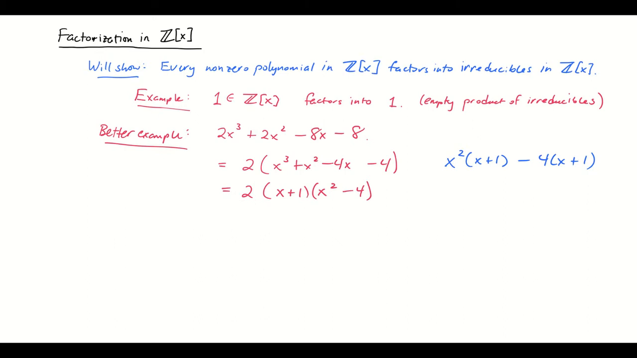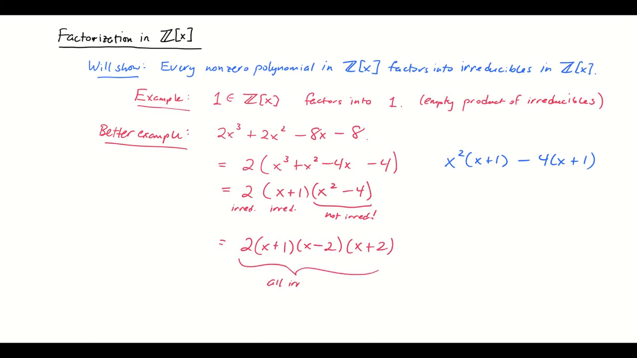Okay, so now I look at this and I say, well, are these irreducible factors? This is irreducible, so that's great. This is irreducible. Great. Is this irreducible? No, not irreducible. It is reducible, which means we have to continue on further. So we end up with 2 times (x plus 1) times (x minus 2) times (x plus 2). And at this point we are done because all of these are irreducible. So now we're done because we have factored this original polynomial here, the one marked with a star, into irreducibles.